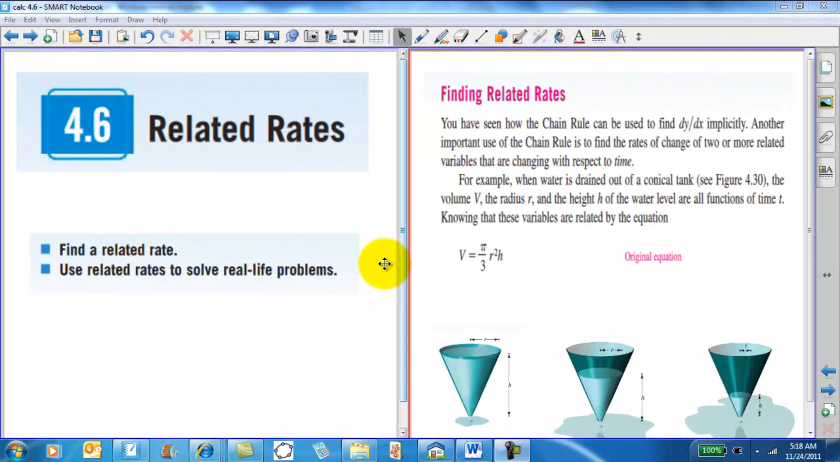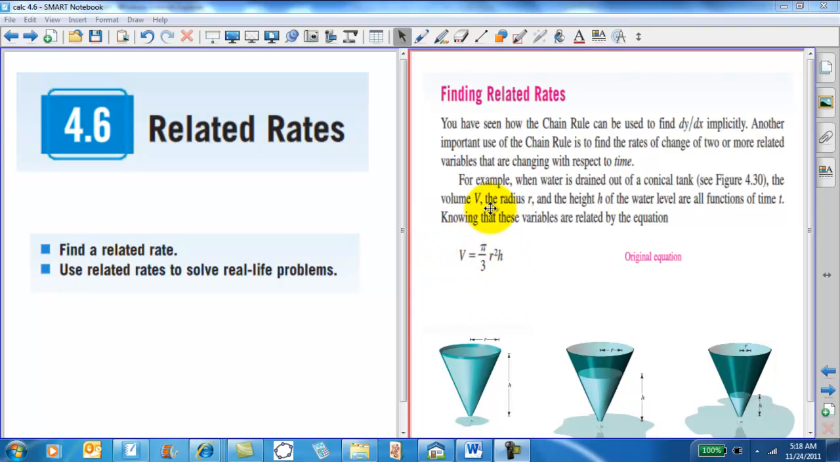Welcome, calculus students, to related rates, our last topic of the first semester. These are all going to be word problems where you set up an equation and then relate some rates. So let's look at this first example where we've got a cone being drained of water.